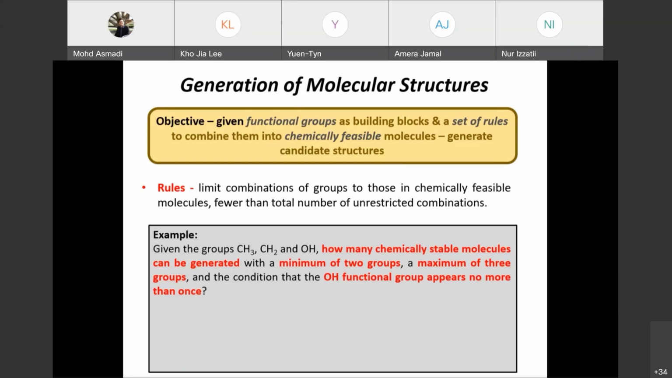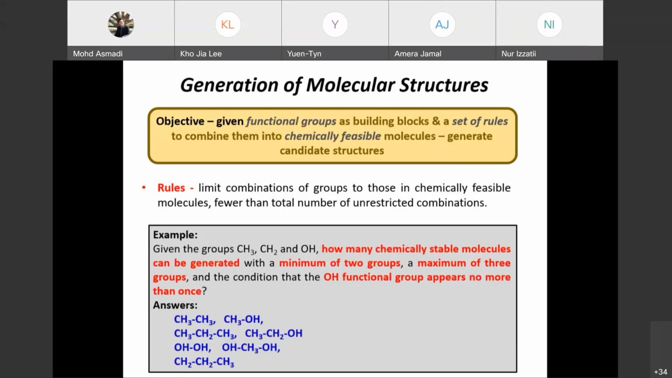Maximum of 3 groups. So you cannot do CH3, CH2, CH2, CH2, CH3. That is already 4 groups. Only a maximum of 3 groups. And the condition is that the OH functional group appears no more than once. So meaning that your molecule cannot be a diol. CH2OH, OH is not possible. So it can only appear once. So can you generate? I think the answer is there.